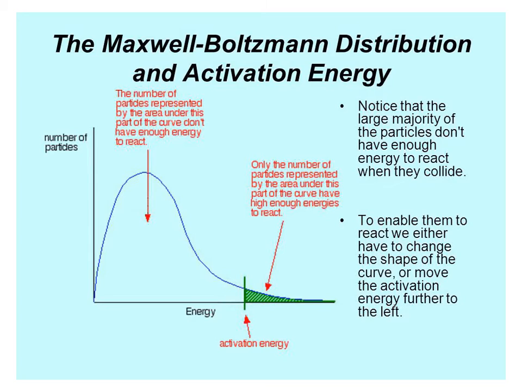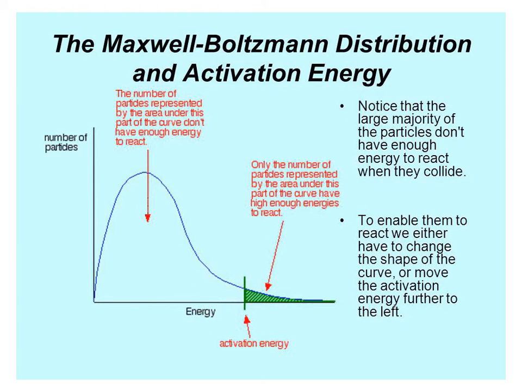Notice that the large majority of particles do not have enough energy to react. Only those particles that are represented by the shaded green area have energy that is greater than the activation energy and therefore are able to react. In order to get more particles to react, we have to change the shape of the curve or move the activation energy further to the left.